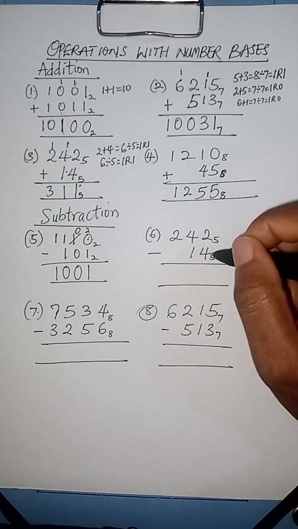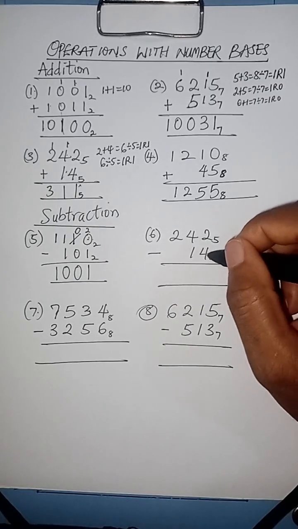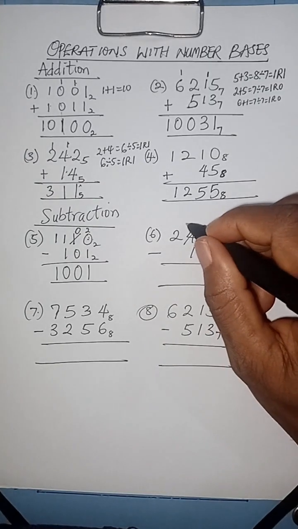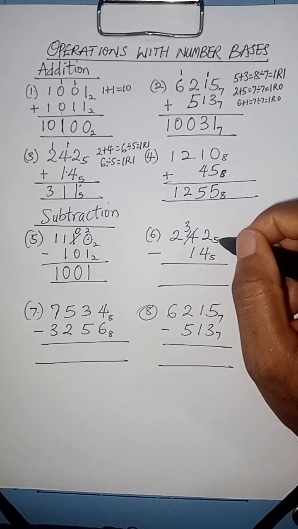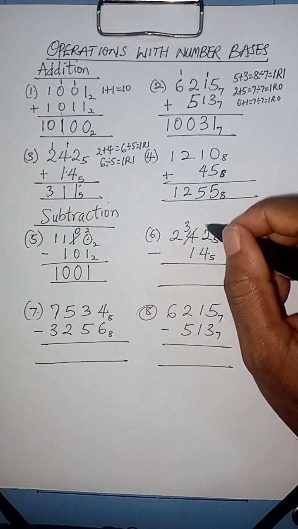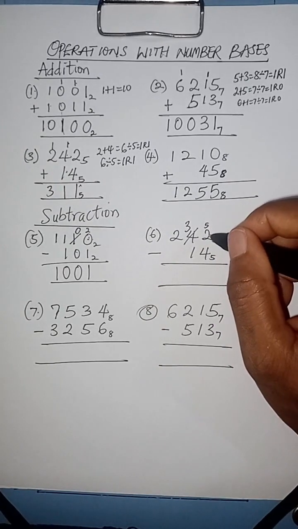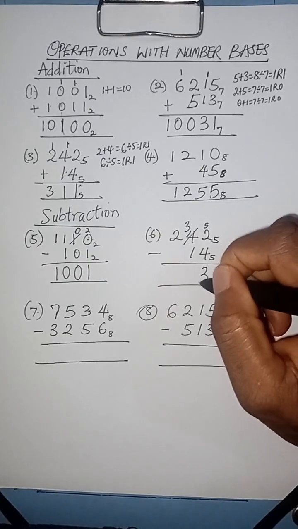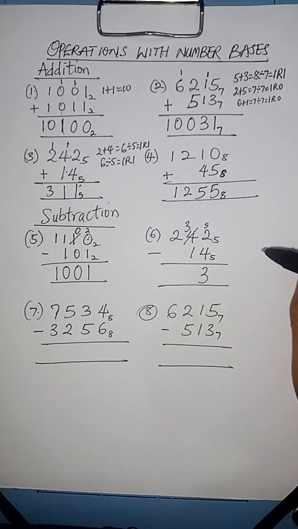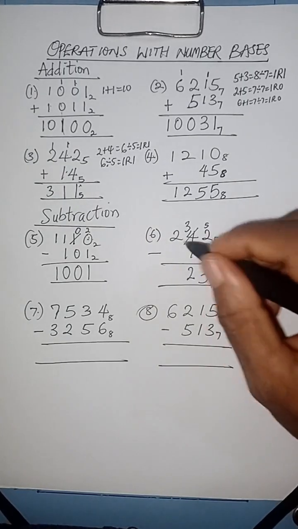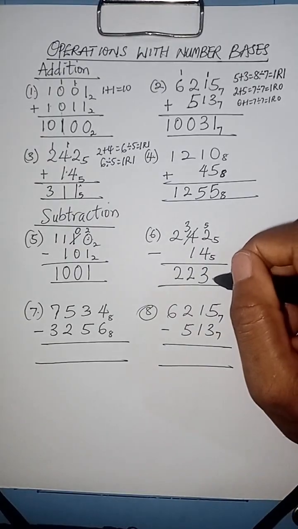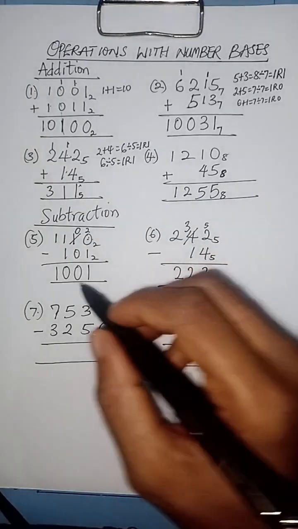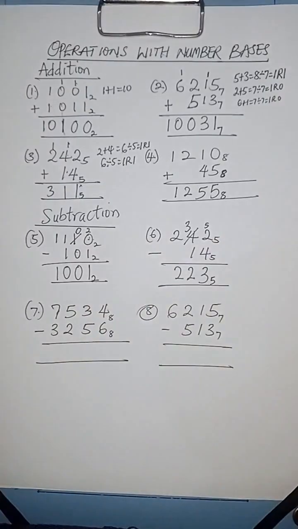Now 2 minus 4, it can't because 2 is less than 4. So I go to the next digit to borrow 1. What I borrow becomes the base, which is 5. Now I must add 5 to this 2 first. 5 plus 2 is 7. Then I use it to subtract the 4, 7 minus 4, 3. I hope it makes sense. Then 3 minus 1 is 2, and this is 2. See, they are all less than the base, which is 5, an indication that we're correct. And in number 5, remember to put the base, that's base 2.